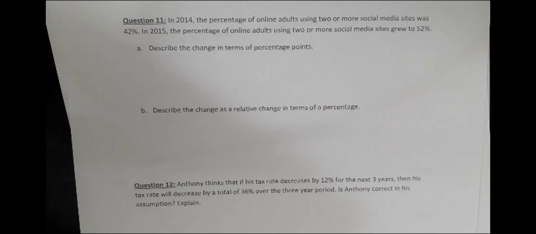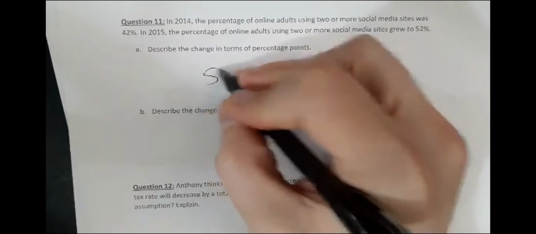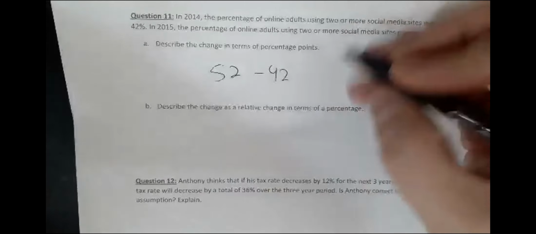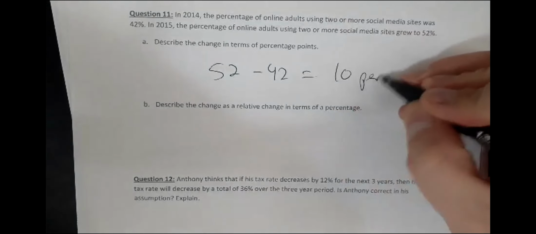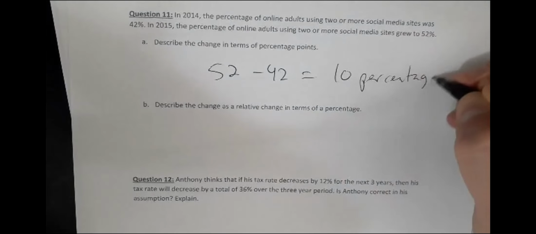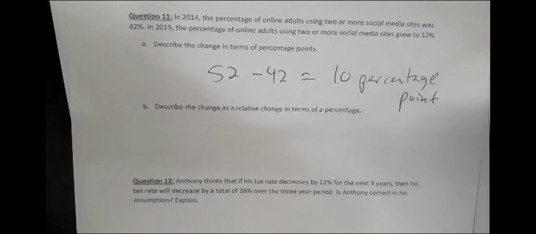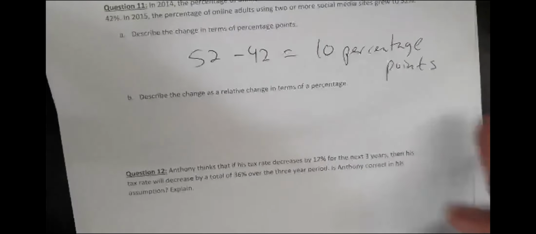Absolute or relative? Absolute. Yeah, so this is just the absolute change between those two things. 52 minus 42. So I would say 10 percentage points. So this thing increased by 10 percentage points.